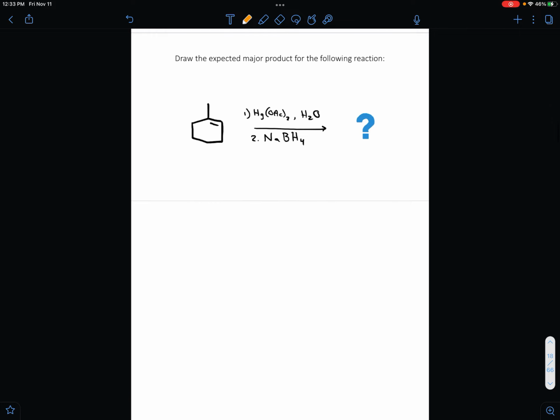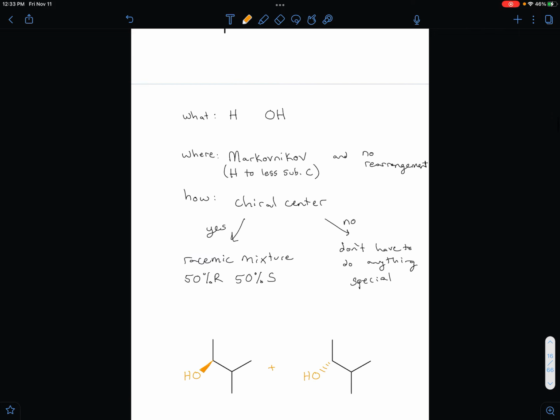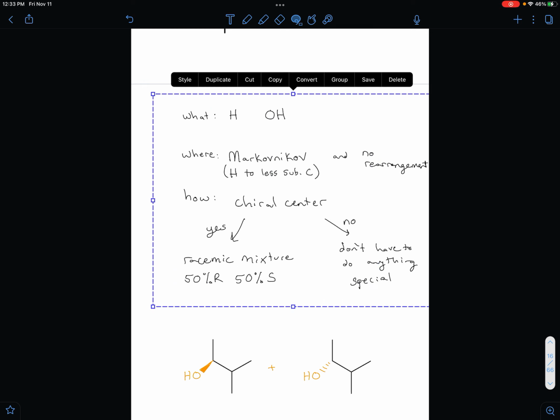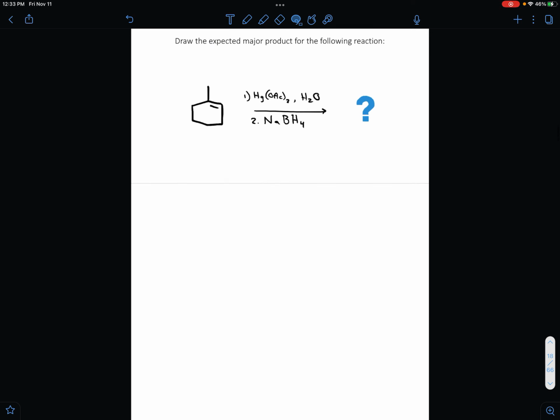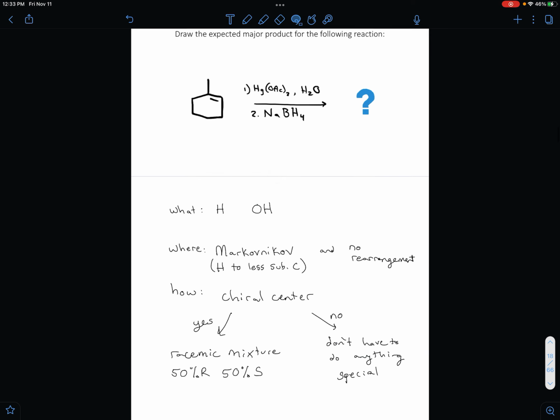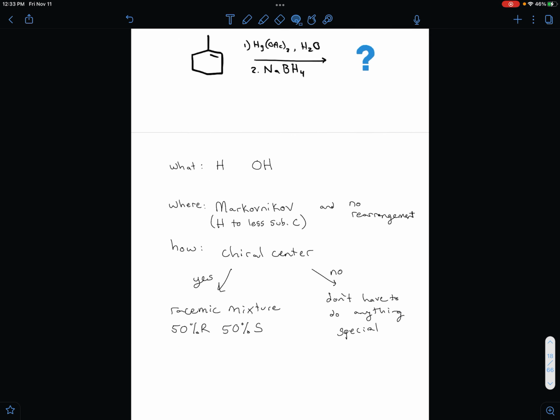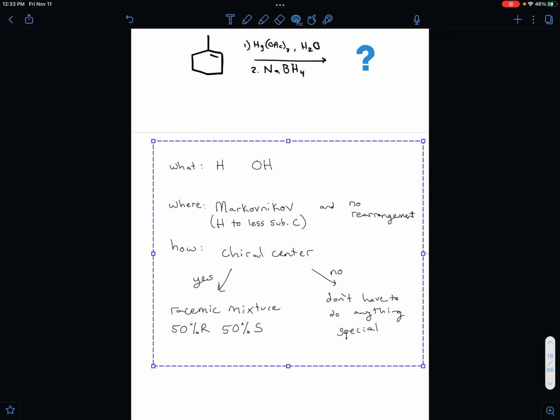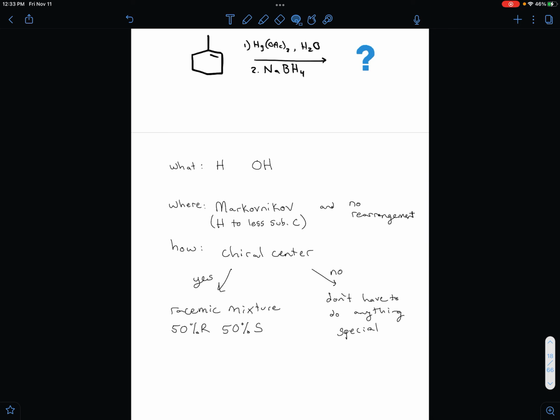All right, let's go through that same thought process with another oxymercuration-demercuration. So you'd look at this reaction. For example, you'd see an alkene. You'll see it mixed with mercuric acetate and water in the first step, sodium borohydride in the second step, and you'd say, oh, thank goodness I spent all that time early memorizing the reactions long before the test, because I know now that is oxymercuration-demercuration, and it comes with this what, where, and how.